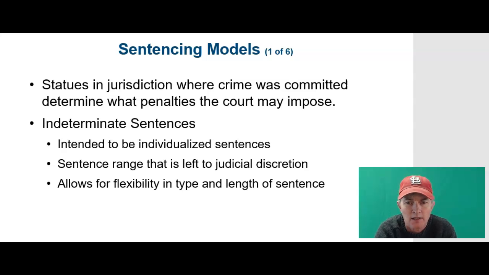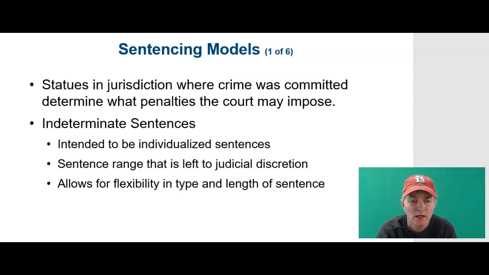All right, let's look at some sentencing models. Of course, statutes and jurisdictions where crimes are committed will ultimately determine what penalties the court may impose. And that leads us to this idea of indeterminate sentences. This is based on the belief that sentences should fit the crime and that the treatment should fit the offender. It's intended to individualize sentences.